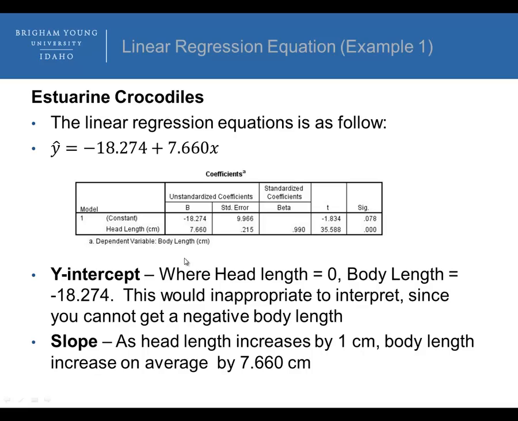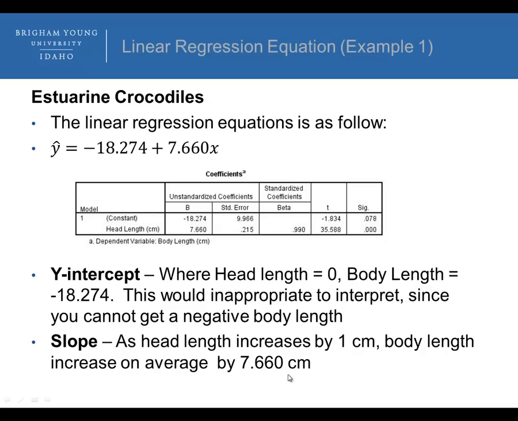Now, how do we interpret the y-intercept? That's where head length is equal to 0. If we plug in x equals 0, body length would equal negative 18.274. That would be inappropriate to interpret in this case, since you cannot have a negative body length. The slope, however, we can interpret by saying that as head length increases by 1 centimeter, body length increases on average by 7.660 centimeters. If this slope were negative, it would mean that as head length goes up by 1, body length would decrease by 7.660, which would be impractical in this situation.